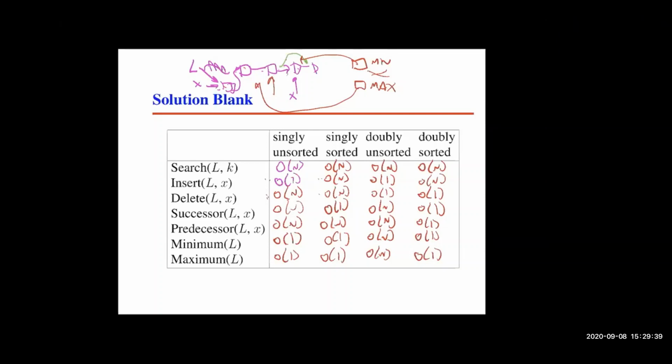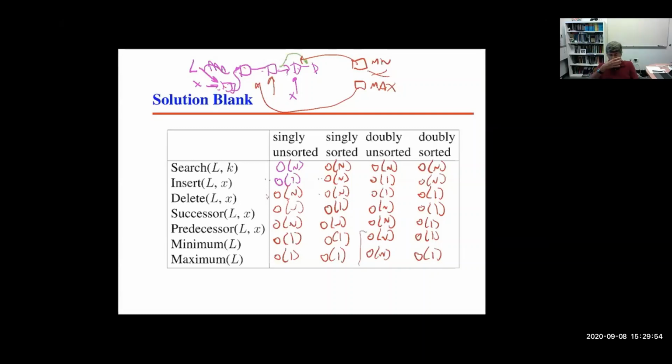Hey, Professor. You can go first. Oh, sorry, my bad. Can you go back to why for the doubly unsorted minimum and maximum, you can't just do the same thing you did for singly unsorted? The doubly unsorted. What is the problem here?